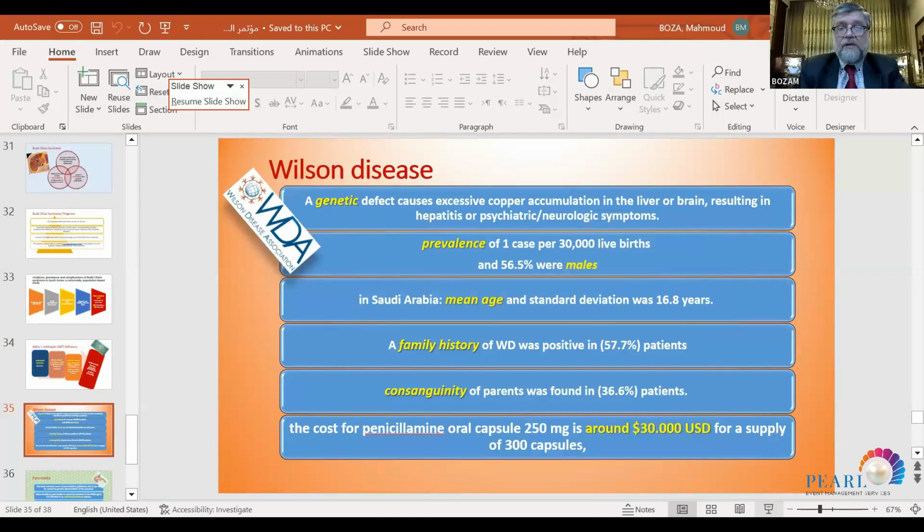Wilson's disease is, as we know, a genetic defect causing excessive copper accumulation in the liver or in the brain. The prevalence in Arab countries is around 1 per 30,000 live births. In Saudi Arabia, the mean age for detection of Wilson's disease in a publication was 16 years old. A family history of Wilson's disease was positive in 57% of cases, and consanguinity of parents was found in 36% of patients. The cost of treatment is very high per patient, around 30,000 US$ for a supply of 300 capsules per year for each patient, so it is very costly.